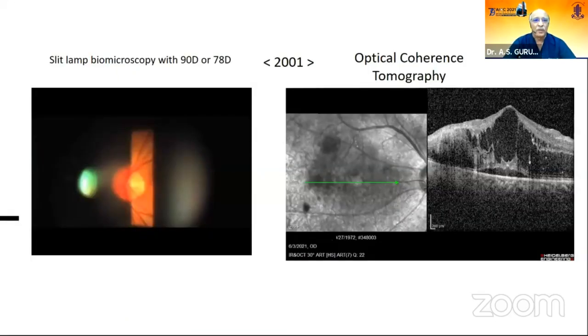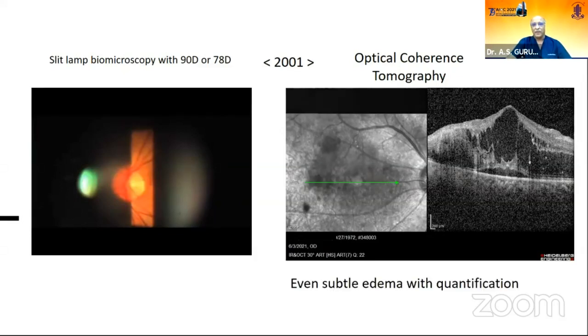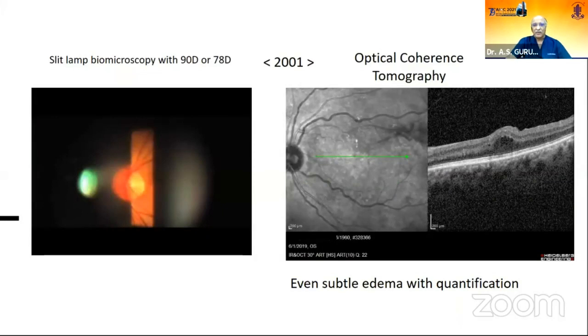Until 2001, we had only slit lamp biomicroscopy with 90D or 78D at our disposal to examine the macula for any thickening, and that was only possible by experienced ophthalmologists. But today we have optical coherence tomography, which can pick up the macular edema, even the subtle ones. We can pick it up with quantification as well.